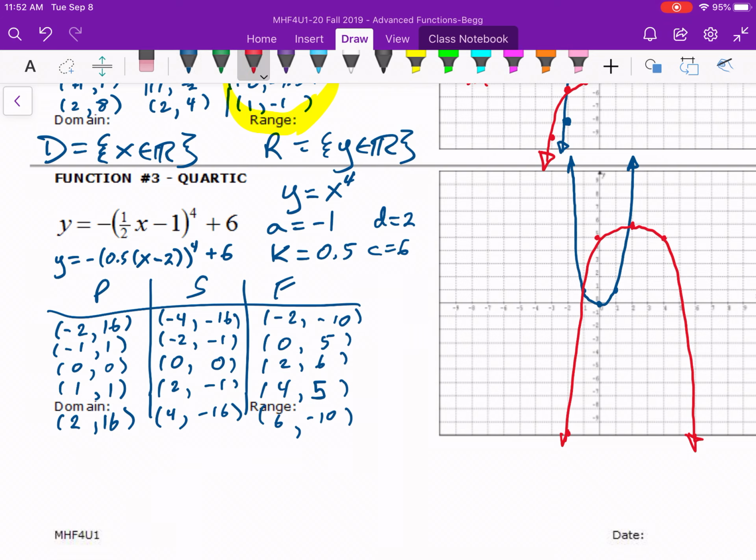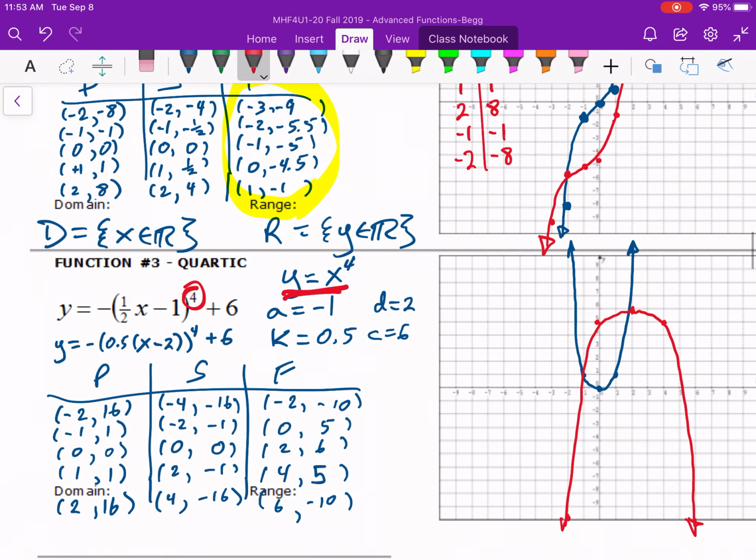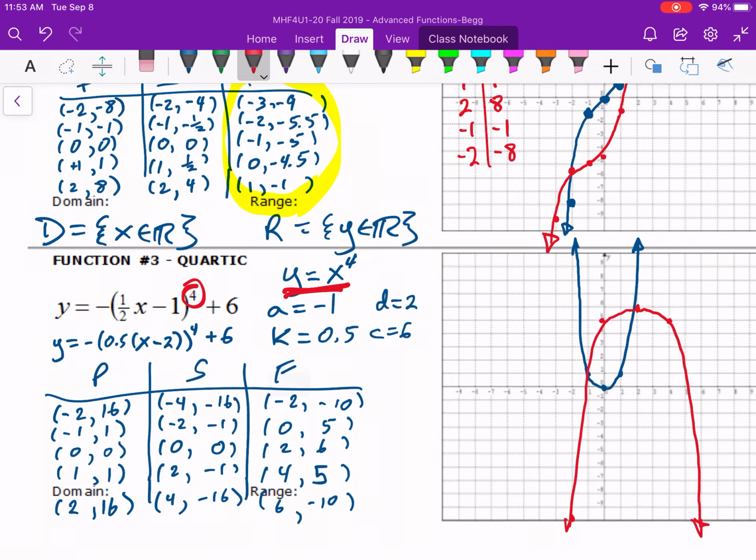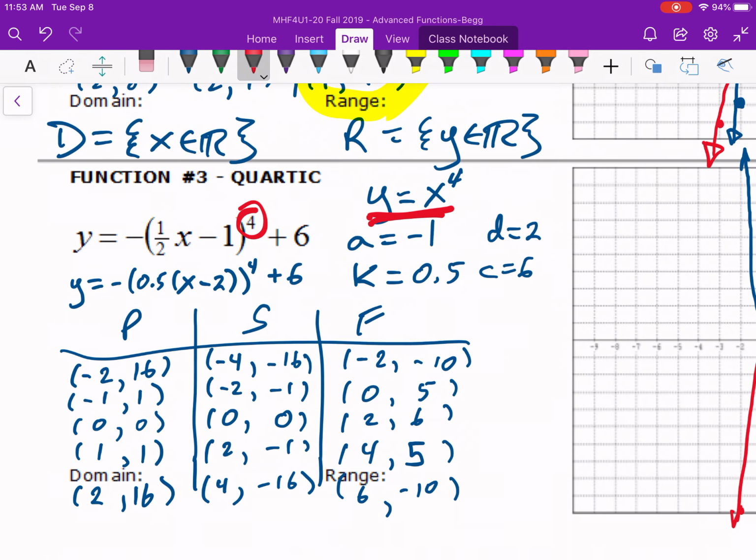The degree is 4 for this one. The parent function is y equals x to the 4. I can see what that graph looks like by, again, either using Desmos or doing a table of values like I did above to get this graph that I've done in blue for my parent function. I then took 5 points from that blue graph to put in the left column of my table, identified A, K, D, and C. There is one twist that I should point out for this one, and that is an important one. Look what I'm highlighting here in green.